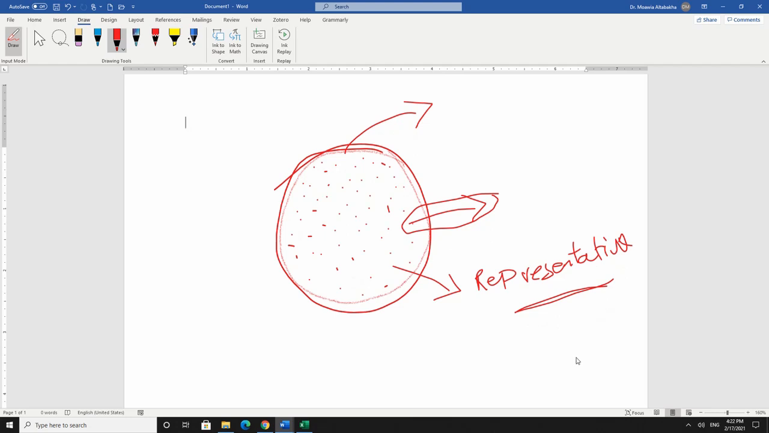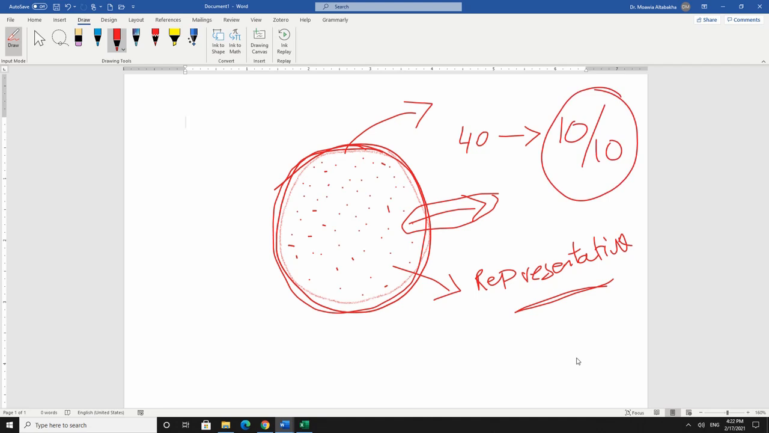Okay, let me illustrate this to you. Let me consider that here is your class and there are 40 students in your class. Now, I want to know their score in the quiz out of 10. What is the score? Out of 10, what is the average? I want the average score. Is that clear? And there are 40 students here.